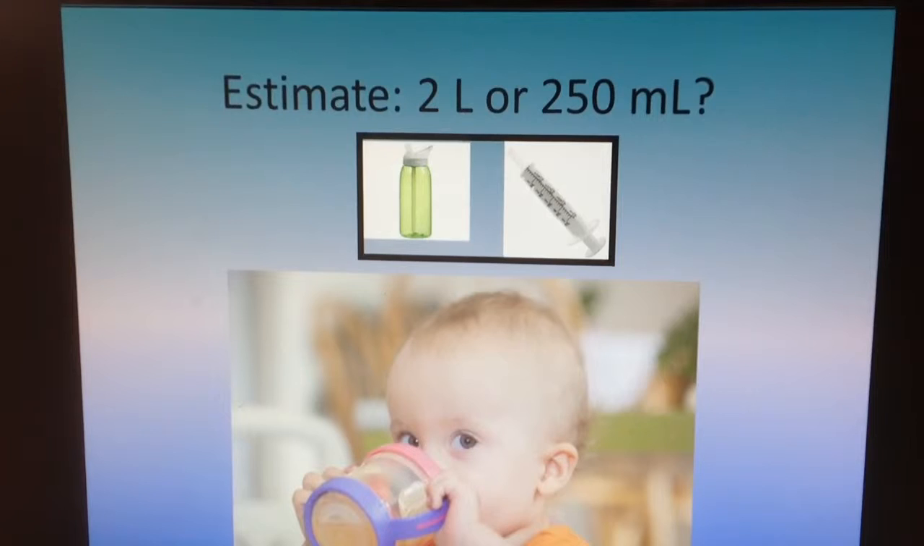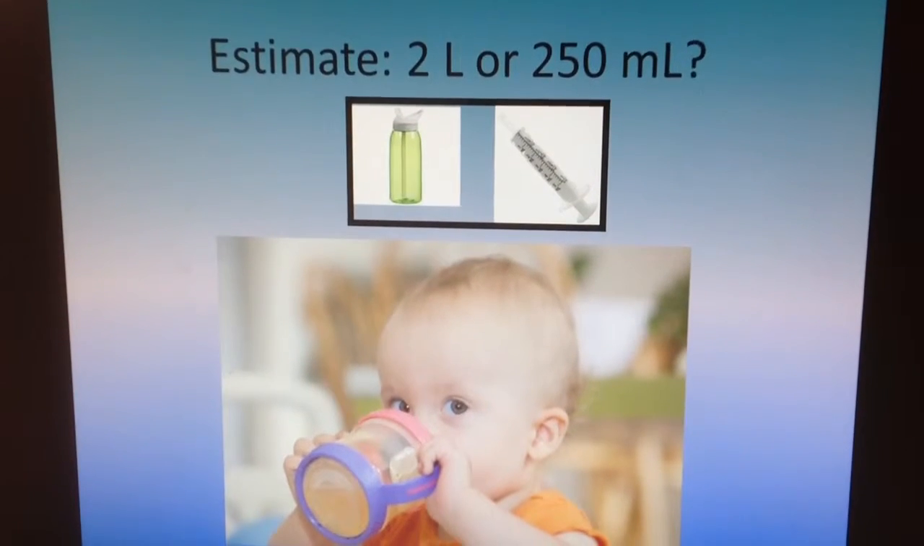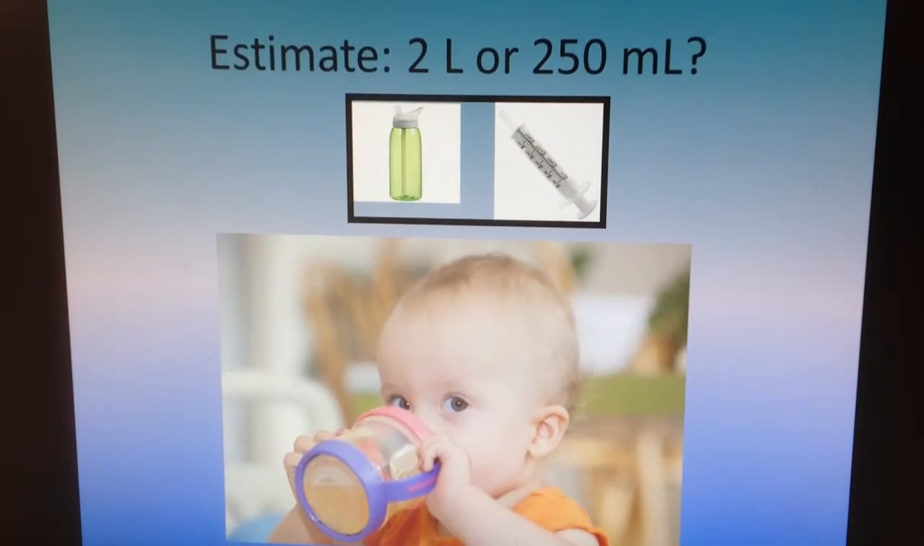And then we did some estimating. Remembering that 2 liters, or 2L up there, is the size of a big container of pop, and remembering that the oral syringe on the right shows just up to 5 milliliters. What would you say is the amount of juice in this baby's bottle? Would it be about 2 liters of juice or 250 milliliters? 250 milliliters.